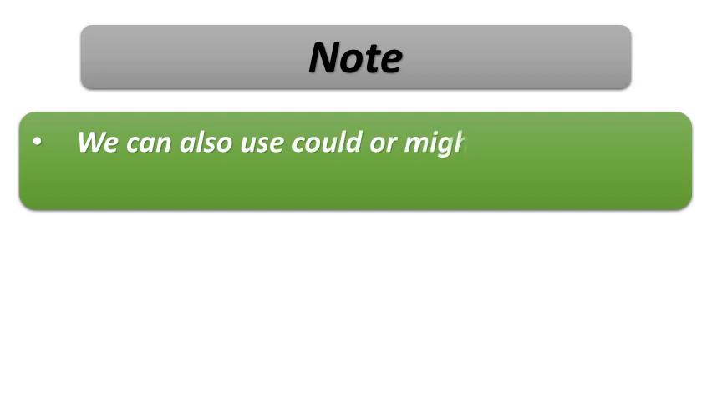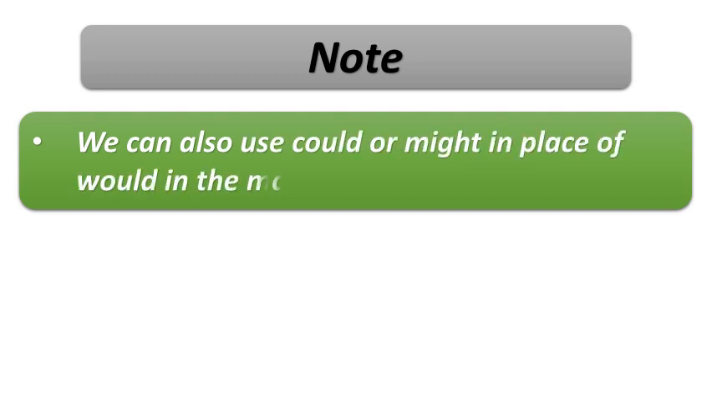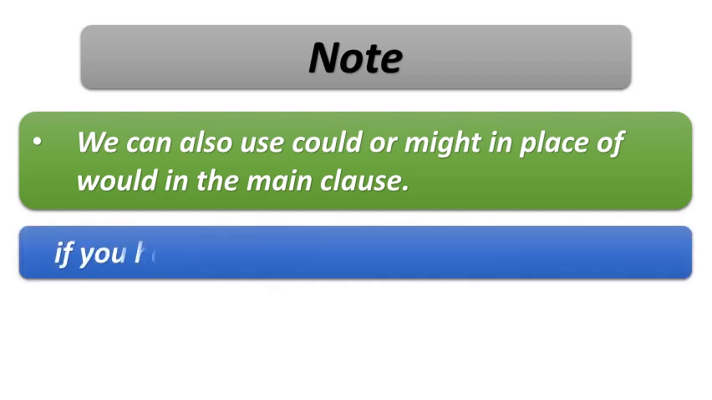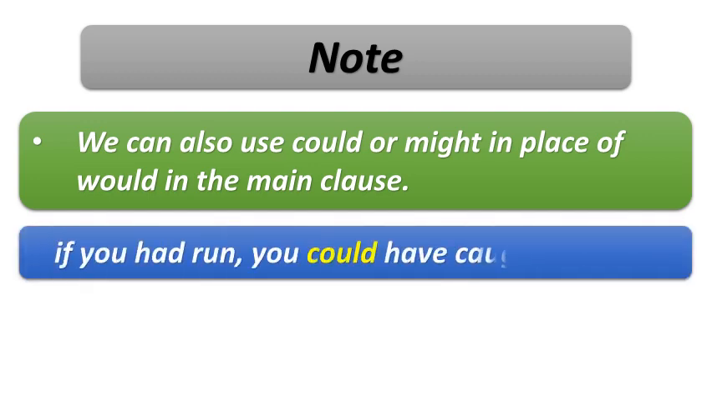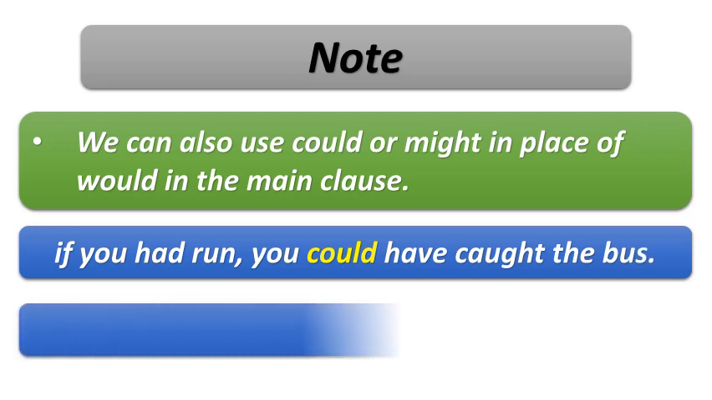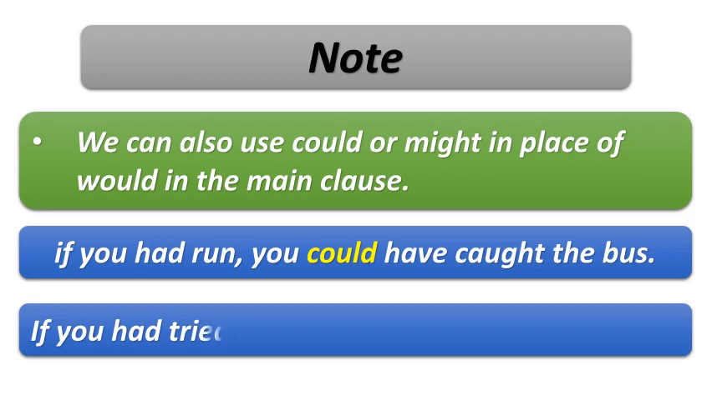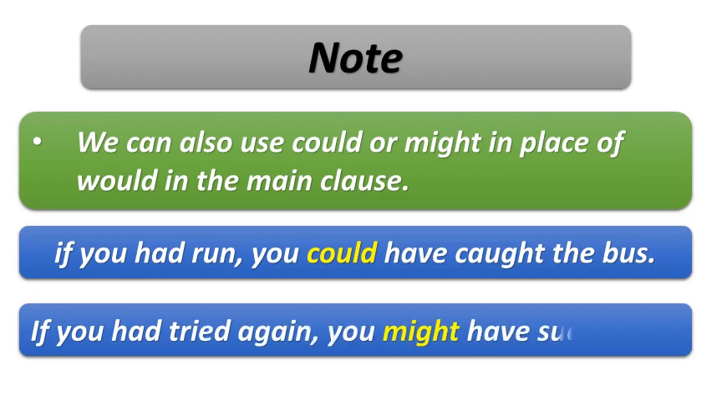Note or remember one thing. We can also use could or might in place of would in the main clause. To clarify it, let's see the examples. If you had run, you could have caught the bus. Number 2. If you had tried again, you might have succeeded.